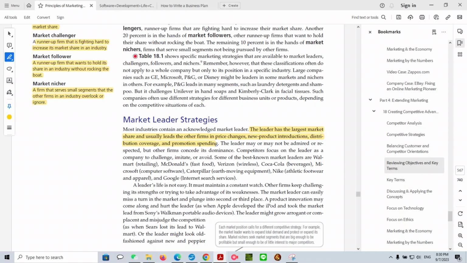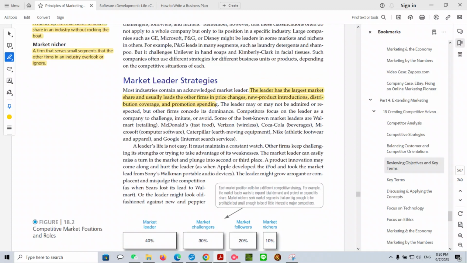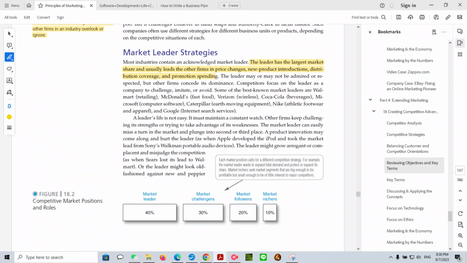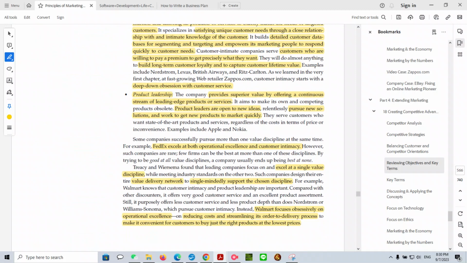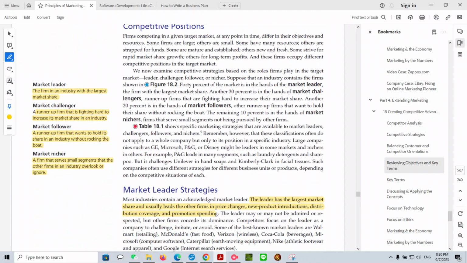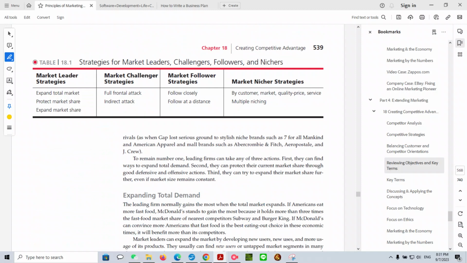The leader might grow arrogant or complacent and misjudge the competition, as when Sears lost its lead to Walmart, or the leader might look old-fashioned against the new and peppier. Rivals such as Gap lost serious ground to stylish niche brands such as Seven for All Mankind, American Apparel, and mall brands such as Abercrombie and Fitch, Aeropostale, and J.